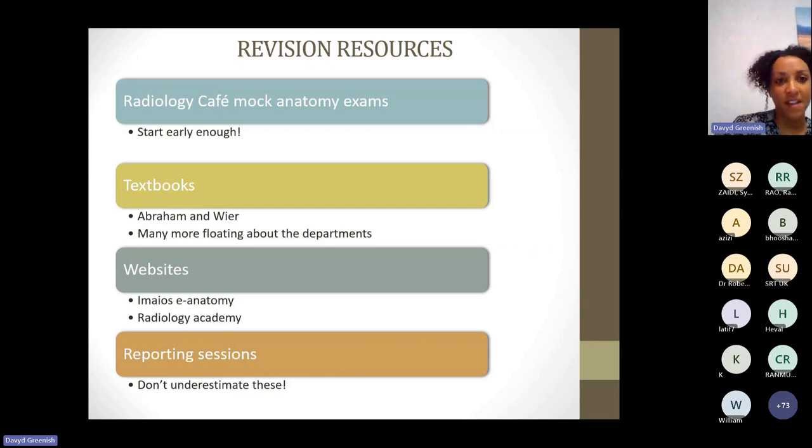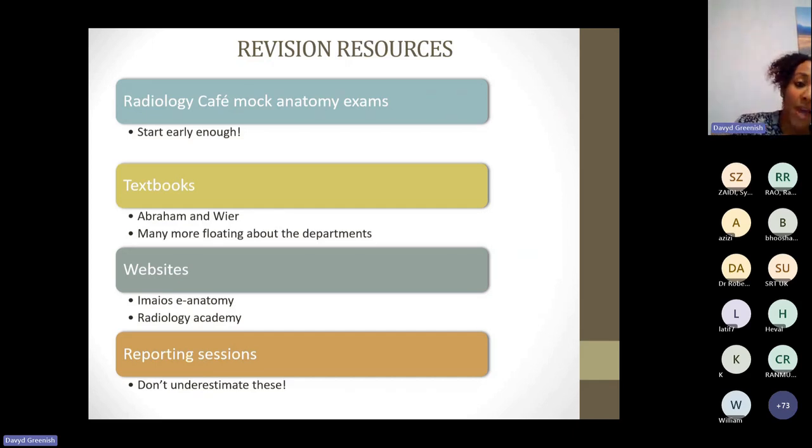So that's pretty much everything. I just wanted to highlight some of the revision resources that I used. I would definitely recommend using Radiology Cafe because I did mock anatomy exams. There are a few of them. I can't remember how many there are now, but there are a number of them to get through. So don't start too early before you've done enough revision because it'd be disheartening, but do start early enough so that you can get through them all.